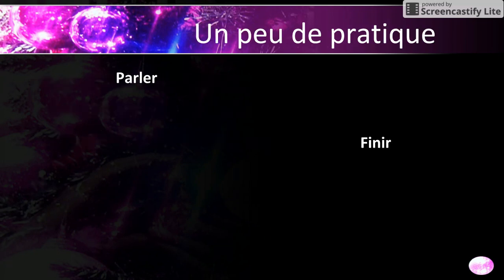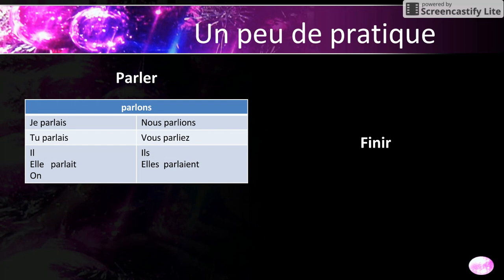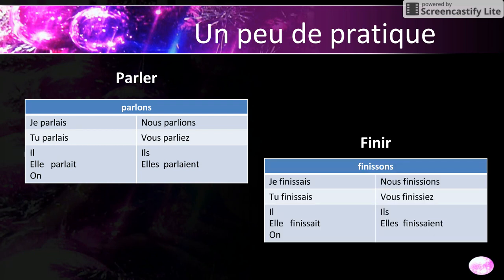So here are some verbs in the imparfait to practice. Parler, to speak. Then we have the nous form, parlons. We just took off the ONS and put our imparfait endings. So je parlais, I was talking, I used to talk, I would talk. Finir, we have the nous form, finissons, nous finissons. And then we're using the stem of that nous form to give ourselves the imparfait conjugations. Je finissais, tu finissais, nous finissions. Very similar to the nous form in the present, just a slightly different ending.